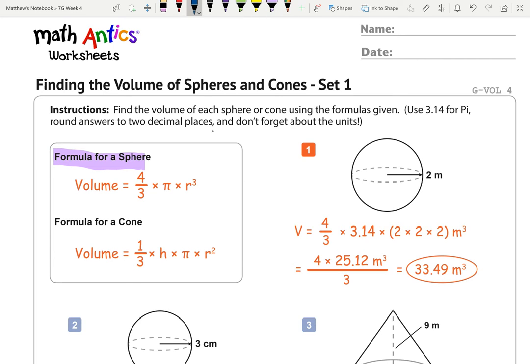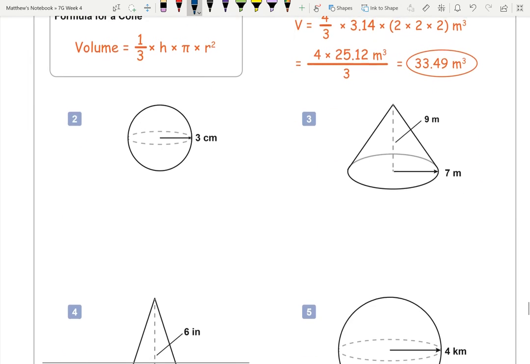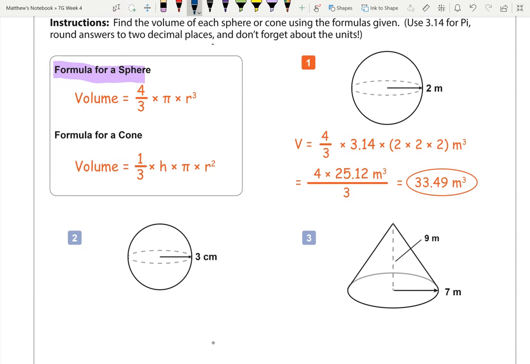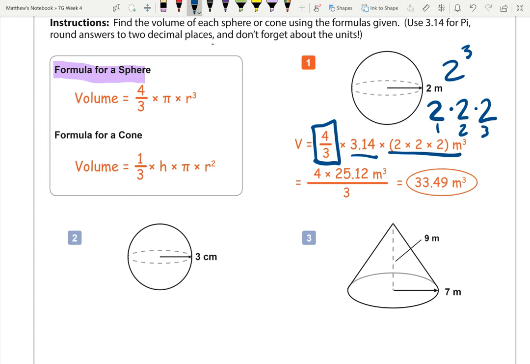All right, so here we're looking at the first example. And it gives us 4 over 3 multiplied by pi, which we substitute in 3.14 for, and then we multiply it by the radius cubed. Now, when I'm cubing a number, for example, 2, that's going to be the same thing as multiplying 2 by itself and then multiplying it by 2 once more. So we have 1, 2, 3 2's here that we're multiplying together, so that is 2 to the third power, or 2 cubed. And when we multiply 2 times 2 times 2, it's going to give us 8.